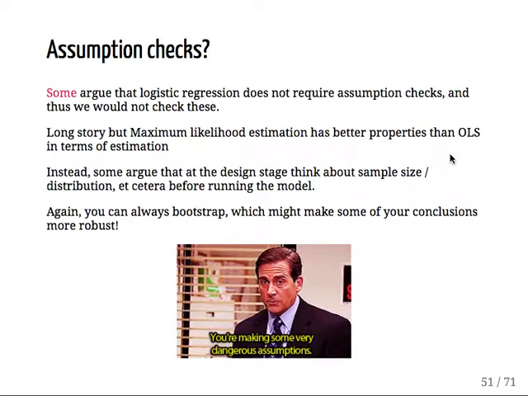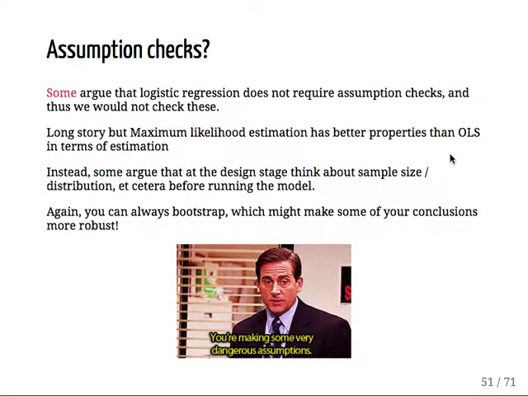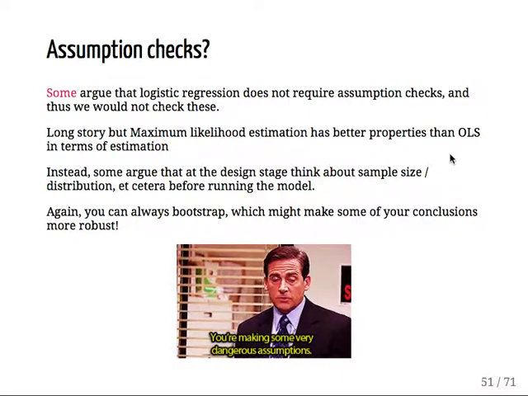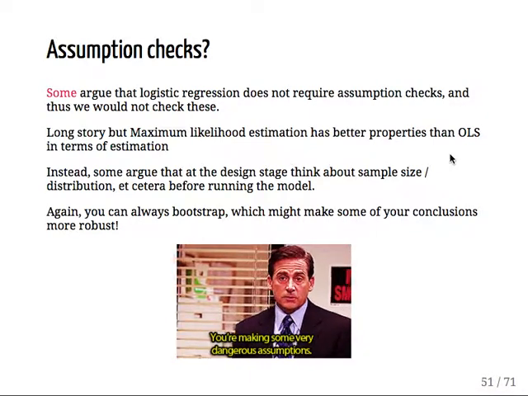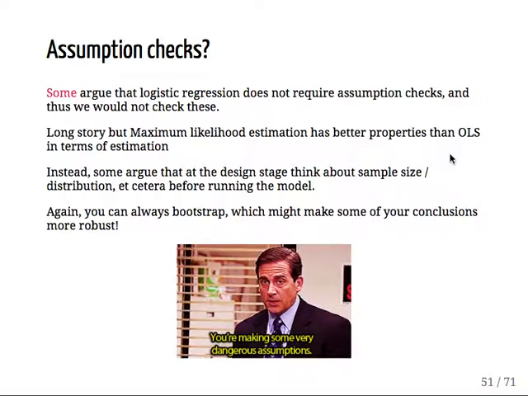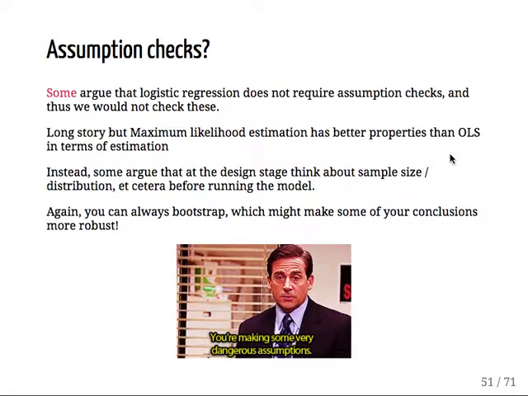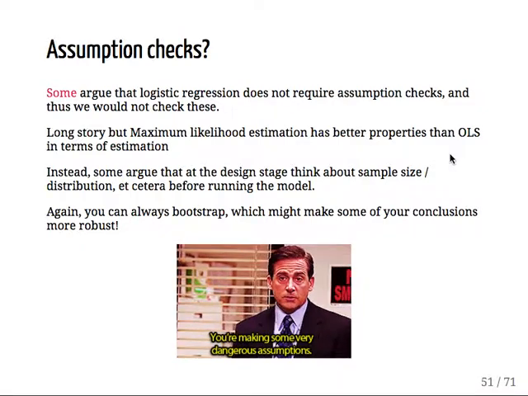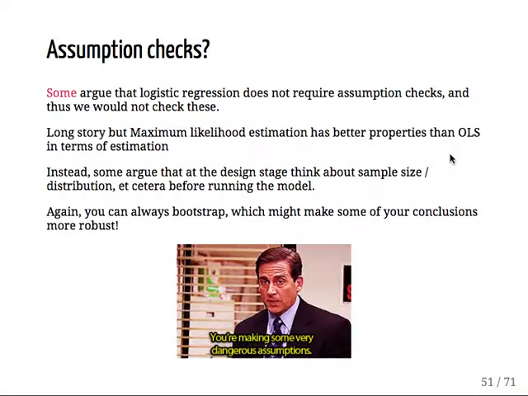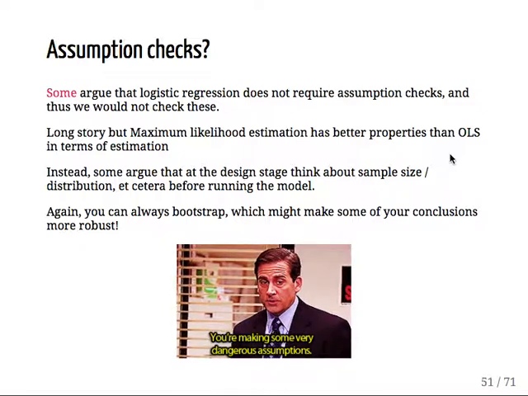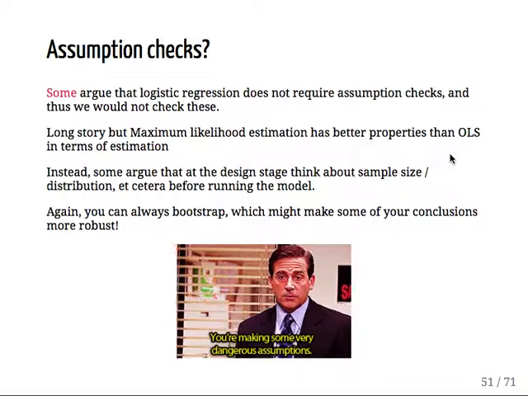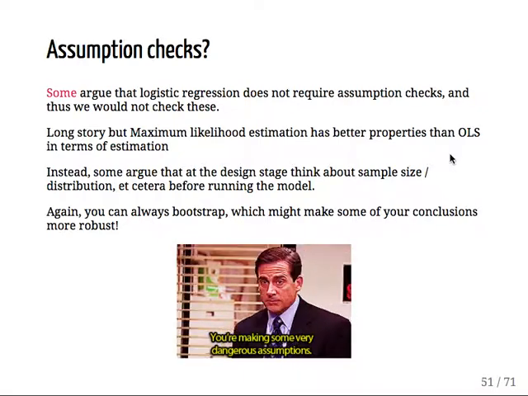Some argue that logistic regression doesn't require any assumption checks, and that's in part because of this algorithmic way of doing it. It's a long story, but maximum likelihood estimation does a lot better than ordinary least squares estimation. So what they say is that instead of worrying too much about your assumptions post hoc, you should really think: have you measured all the variables that you need to measure? Is everything well defined? Are there no coding errors, or are people not more likely to be coded as dead or alive? Is that consistent? You need to think about those things before you run the model.